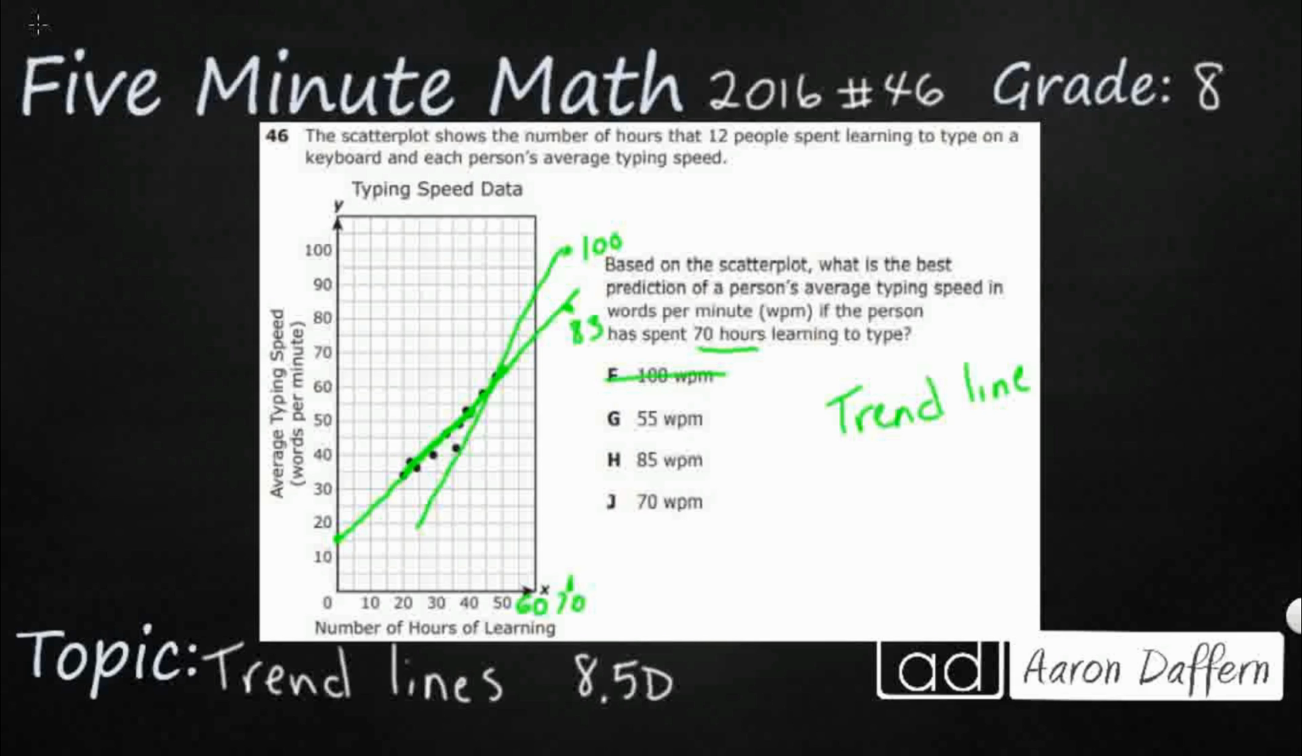55. Whoa. That's less than what they got at 50 hours learning. No. 85, okay, yeah, look at that. I got 83, so that 85 would be right there. And then 70. Yeah, 70 also just doesn't really capture all of the data. So our guess of 83 was pretty darn close. The correct answer here is going to be H, 85 words per minute.